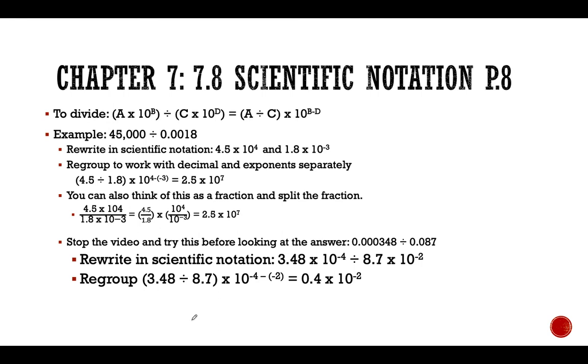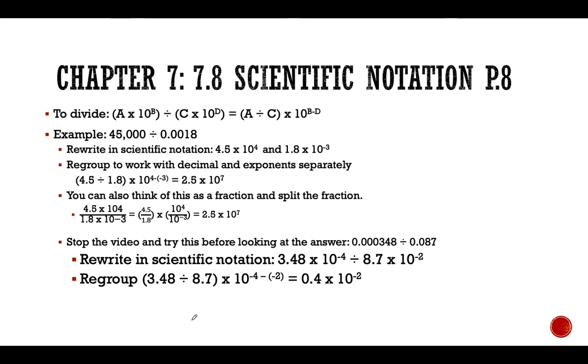As an example, 45,000 divided by 0.0018. So we're going to rewrite first in scientific notation. 4.5 times 10 to the 4 and 1.8 times 10 to the negative 3. And we're going to regroup so we can work with the decimals and the exponents separately. 4.5 divided by 1.8 times 10 to the 4 minus negative 3. That equals 2.5 times 10 to the 7.